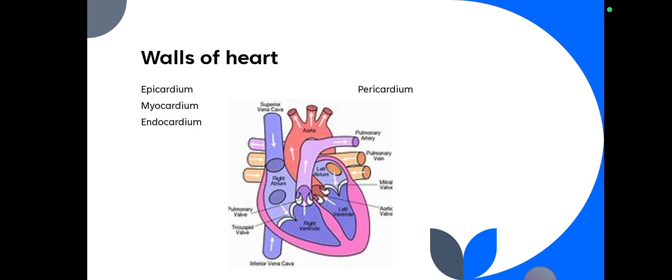So walls of heart are epicardium, myocardium, and endocardium. So epicardium is the outer layer, myocardium is thickest layer, and endocardium is inner layer. But myocardium is very thick and strongest layer. Pericardium is a sac in which the heart is present.